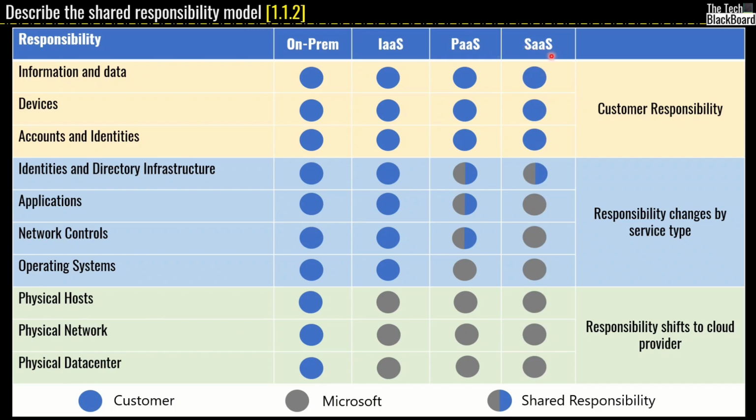Now, as we take the next step towards SaaS, or software as a service, we can observe that the cloud service provider responsibilities are increasing, and now the scope is extended even further until the application layer. In contrast, the responsibility scope of the customer is shrinking, and now it is limited to accounts and identities, devices and information and data. Meanwhile, identities and directory infrastructure still remains a shared responsibility.